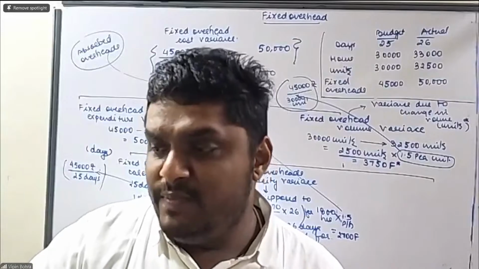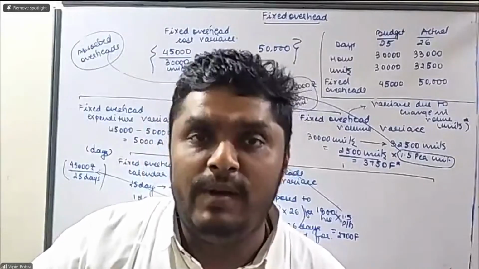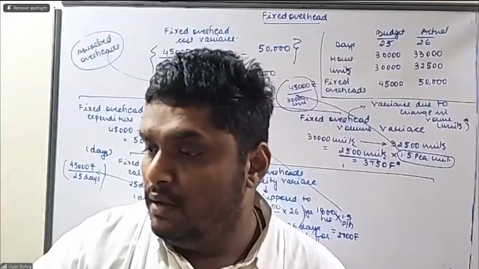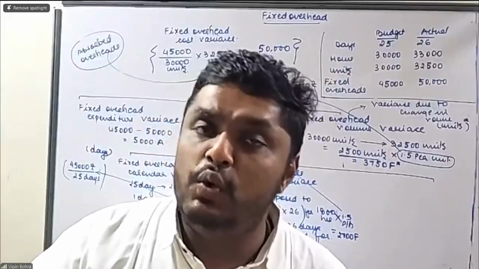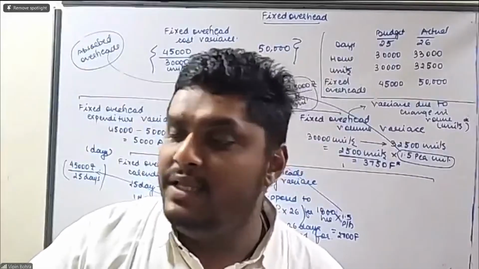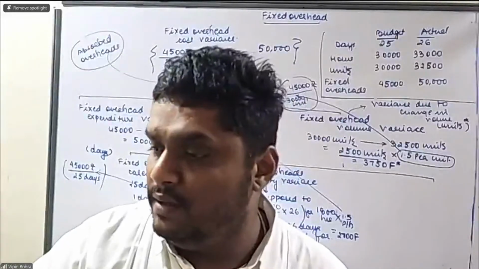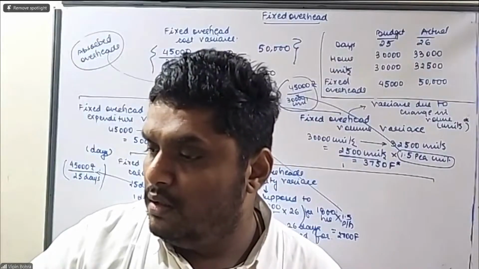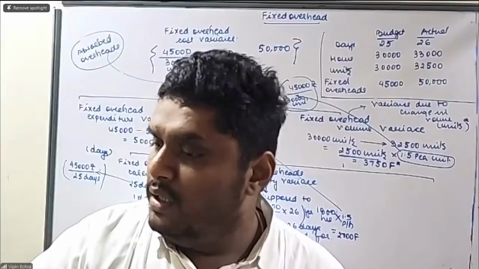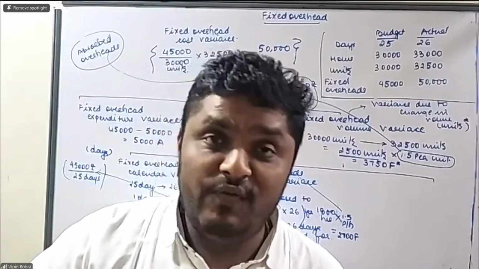So if budgeted days are 25 and actual days are 24, it is unfavorable, or we can say adverse. And if budgeted units are 30,000 and actual units are 30,200, yes, we manufactured extra units, so it's a good sign for the company. So it's favorable. I hope it is clear, Richa. Yes, Rohan, we will ignore the minus and plus sign. Just focus on the concept.